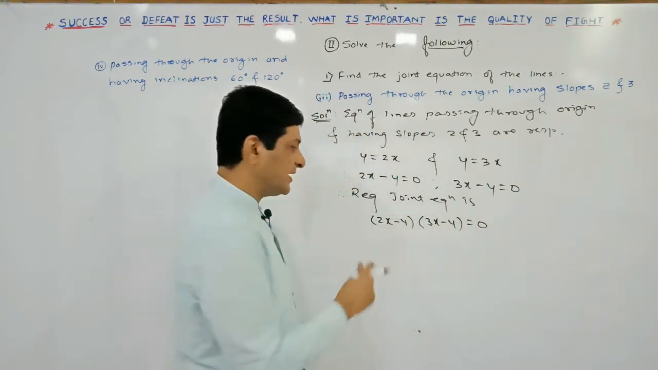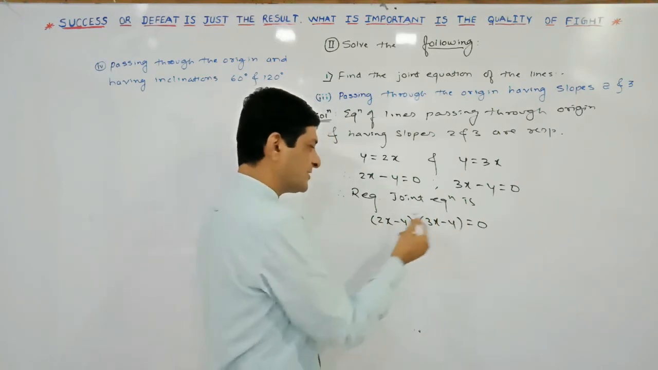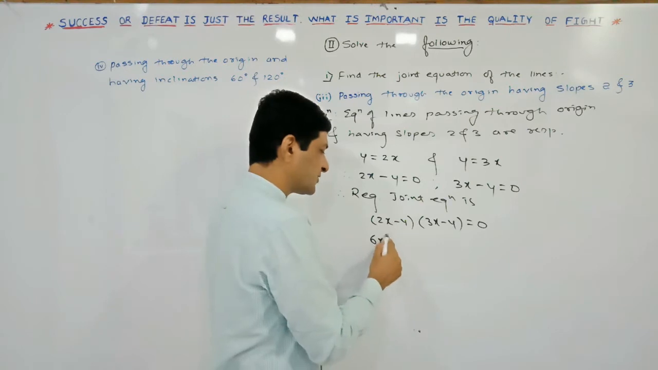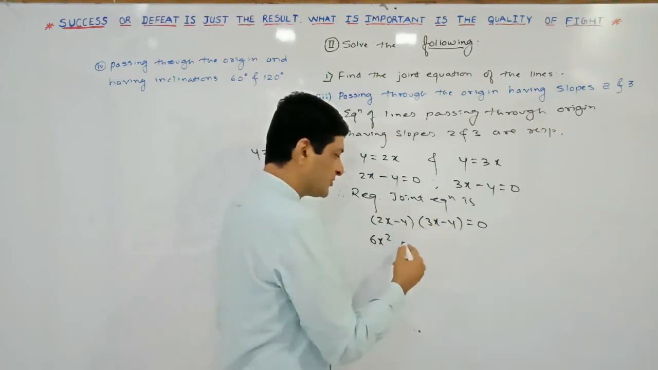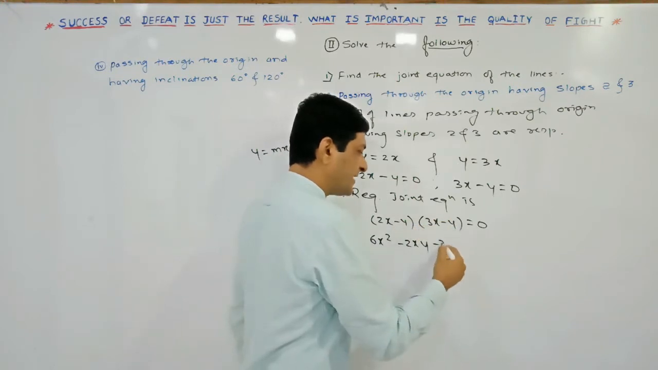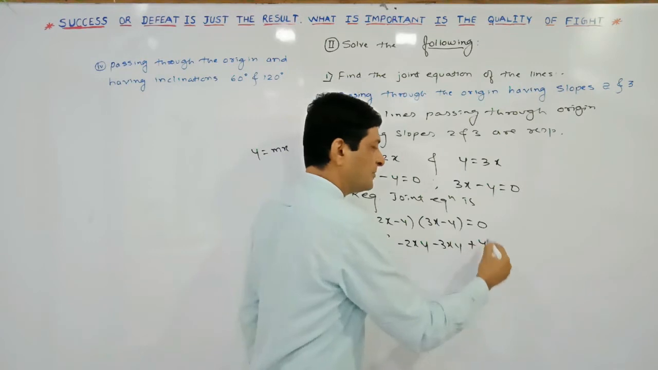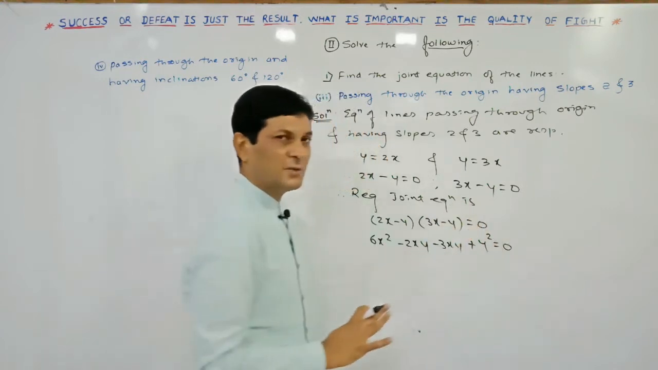So let us see what we'll get here. I am first multiplying by 2x to both the terms in this bracket. 2x into 3x will be equal to 6x square. 2x into minus y will be minus 2xy. Minus y into 3x will be minus 3xy, and minus into minus is plus, and y into y will be equal to y square. On this side 0, keep it as it is.